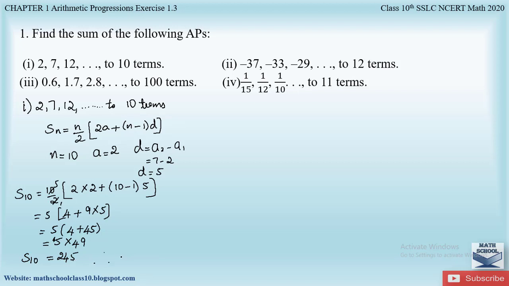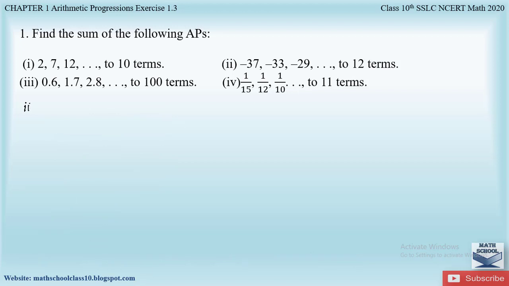Therefore, let us write down the sum of 10 terms of the given AP: S10 is equal to 245. So let us solve the second part of the question now, that is minus 37, minus 33, minus 29, up to 12 terms.